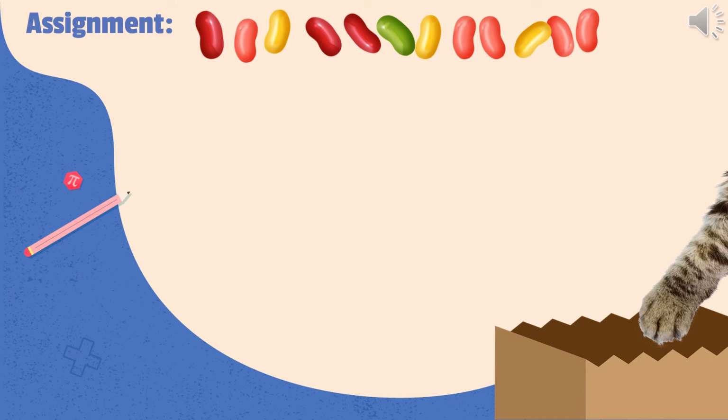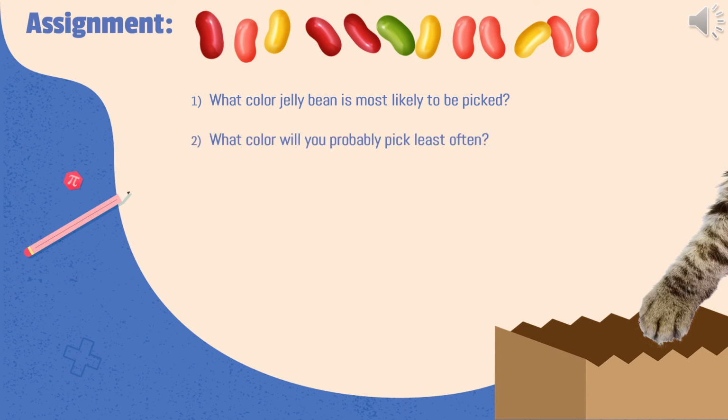For your assignment, you will need a pencil and a piece of paper. You can find the answers in the bio to check your work. Number 1. What color jelly bean is most likely to be picked? Number 2. What color will you probably pick the least often? Number 3. What is the probability of picking a jelly bean that is not red?